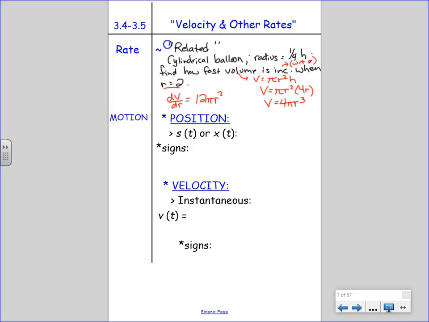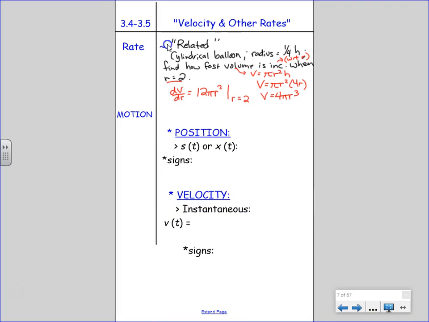And then we would go ahead and plug in such that r is equal to 2. And then we'd get 4, well, I can't count. 48 pi. 40 and 8 is 48. Yeah, 48 pi. What would my units be?